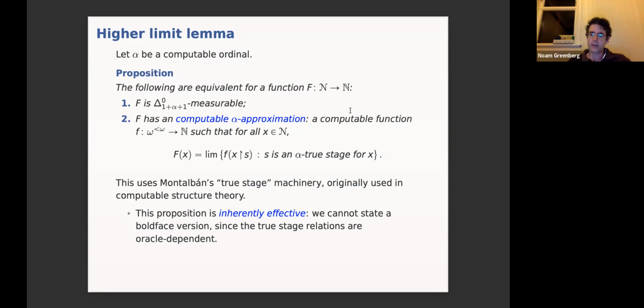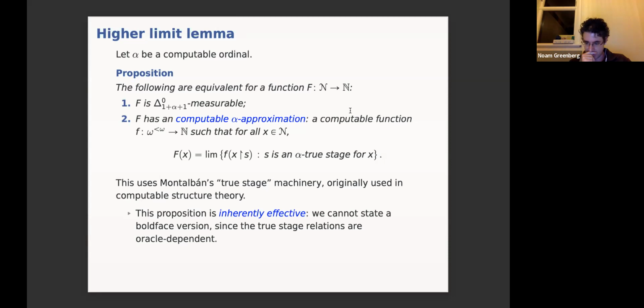What is that? It's again going to be a decision procedure or guessing procedure. Every finite string is going to have a guess, little f of σ, of what the values of uppercase F of x are for the infinite sequences x extending σ. And instead of stabilizing on all of the initial segments of x, I just look at those initial segments of x that, technically speaking, are α-true stages for x, or α-true initial segments for x.